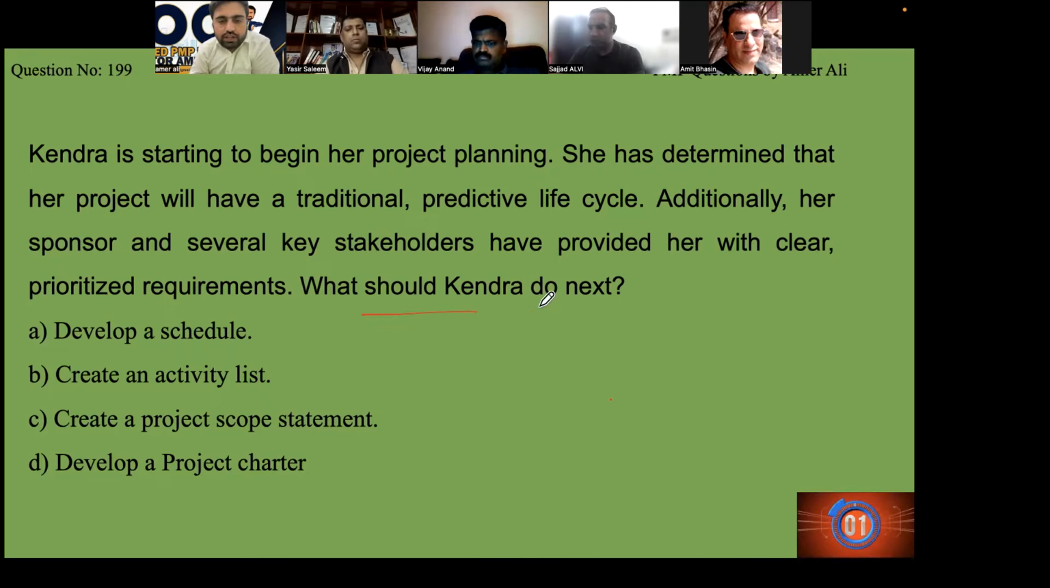What should Kandara do next? Kandara is starting to begin her project planning. She has determined her project will have a traditional predictive life cycle. Additionally, her sponsor and several stakeholders provided her with a clear prioritized requirement. What should she do next? Develop a schedule, create an activity list, create a project scope statement, develop a project charter.